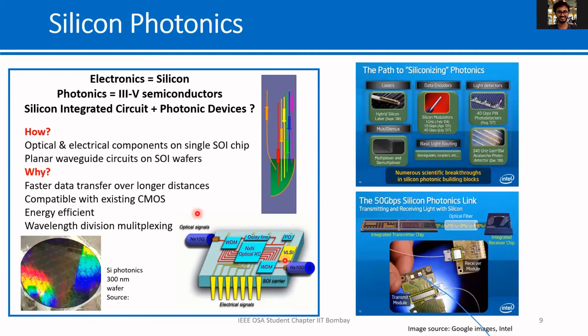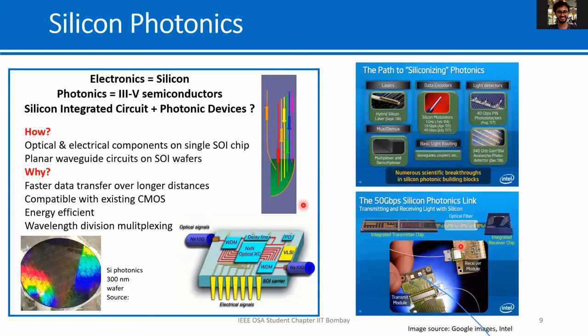And Intel has done a lot of research into siliconizing photonics using different kinds of photonic devices, and it has come up with this 50 Gbps silicon photonics link, which can transmit information from one chip to the other based on photonic technologies rather than electronics.